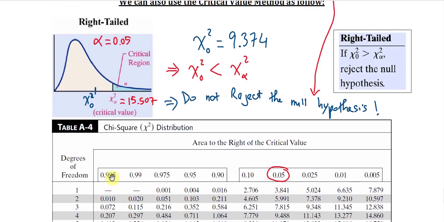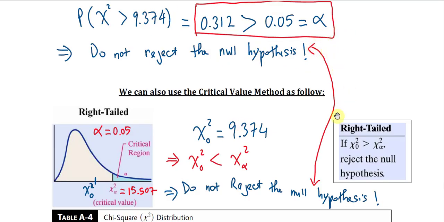Okay, so the critical value here is 15.507, from the area to the right, alpha of 0.05, and 8 degrees of freedom. And we know that the test statistic, 9.374, is below 15.507, so it is not inside the critical region. Therefore, we do not reject the null hypothesis. We only reject if the test statistic is inside the critical region. It turned out that 9.374 is less than 15.507, so we do not reject, and again we reach the same conclusion using both ways.